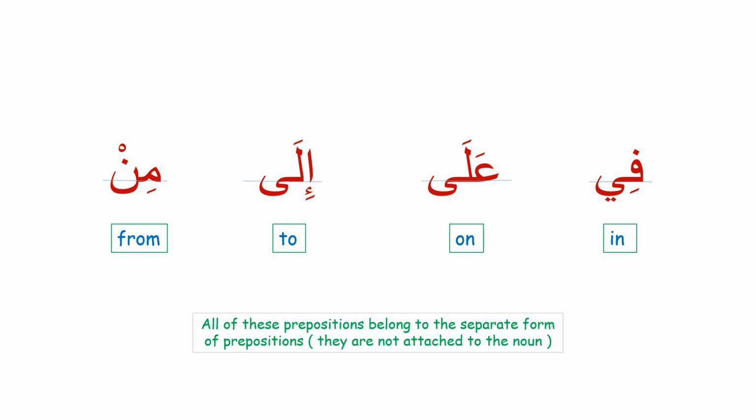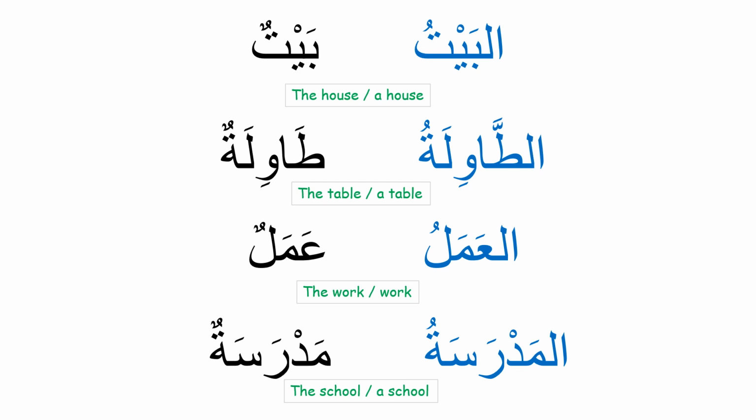Now, in order to understand what we mean by genitive case, we need to let these prepositions interact with nouns and see what will happen. Speaking of, here we have 4 nouns, and what you see here is the definite and indefinite version of each one. I'm going to read them first.